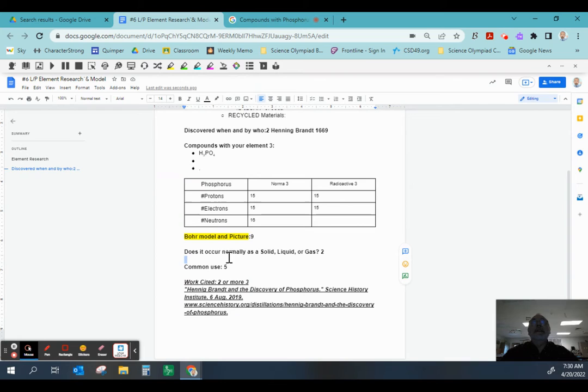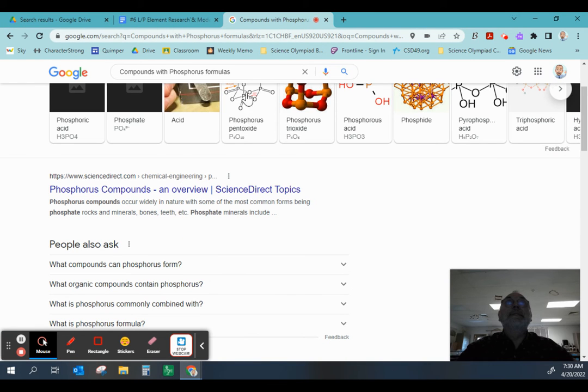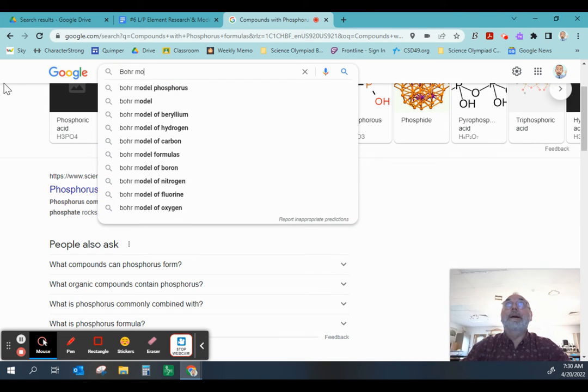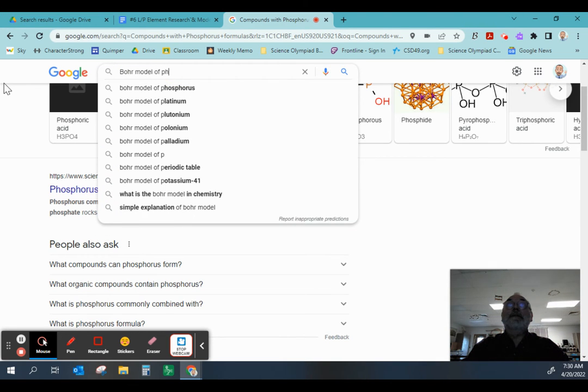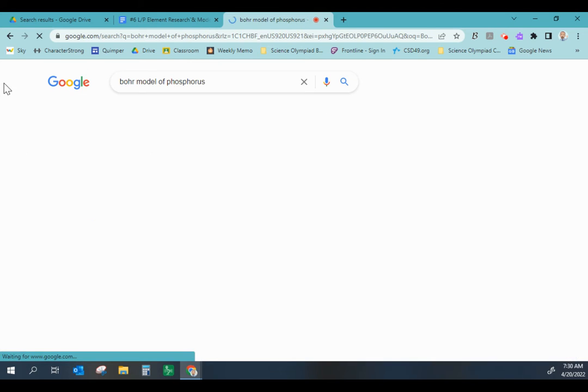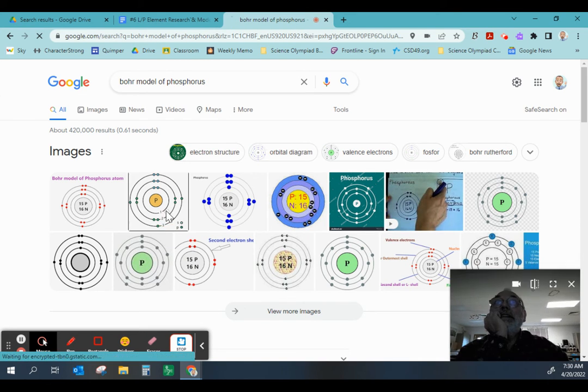So the next thing you'd look up are 5 common uses. So here you go out, look up 5 common uses. Now it says Bohr model of it. Bohr model of phosphorus. So you just get an image of it.